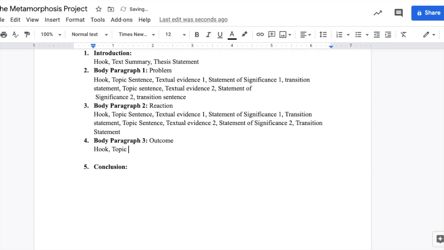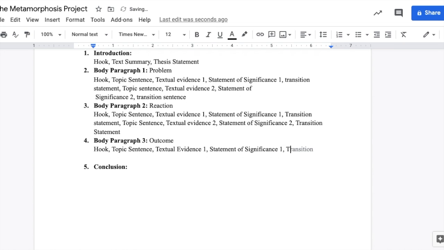And then you move on to your third body paragraph, which is your outcome paragraph from your thesis statement. So the outcome of your thesis. Once again, you start with the hook, include the topic sentence for your main argument, include textual evidence number one, and then the statement of significance to discuss the figurative element.